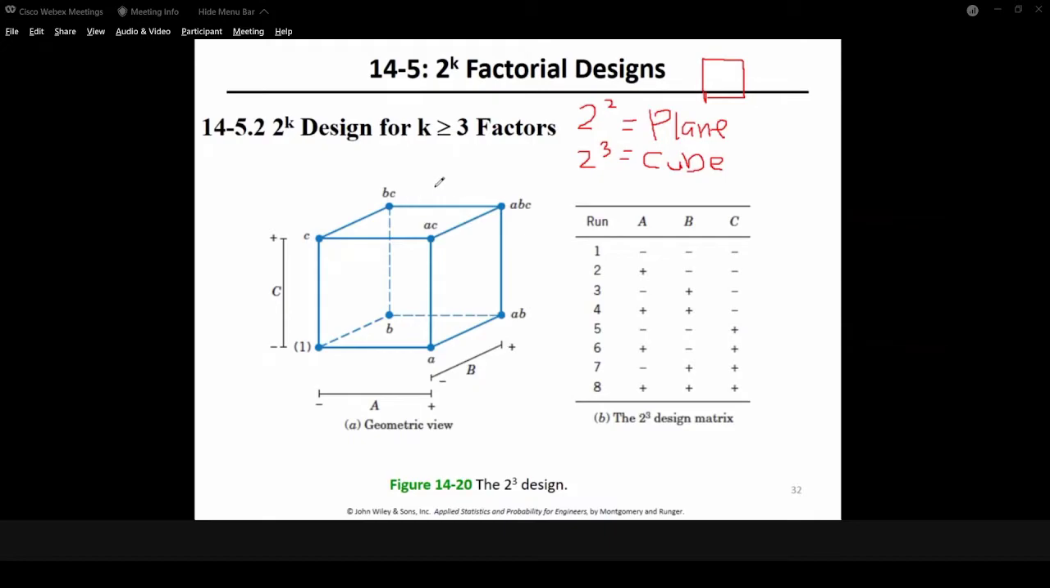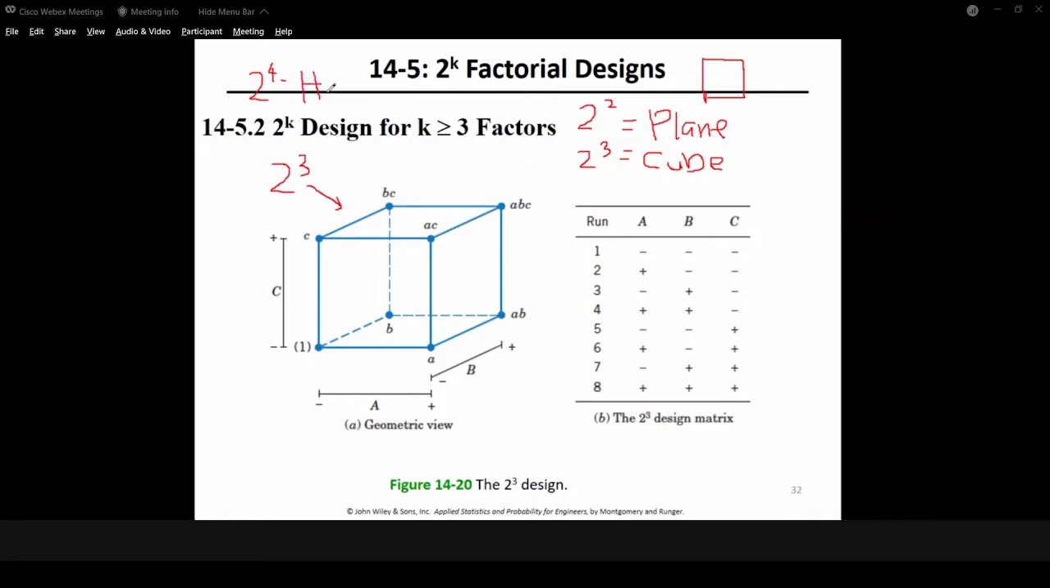Here is the example of a 2 to the power of 3 design. A 2^3 design is a cube. We have factor A here, factor B here, and factor C. And if you got power 4, that means human beings cannot visualize this.